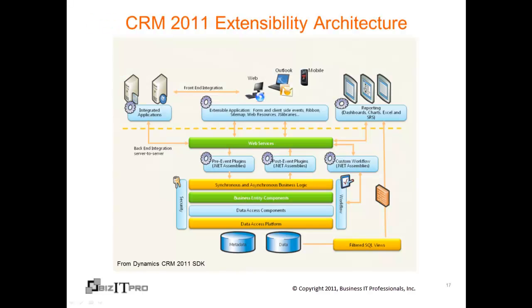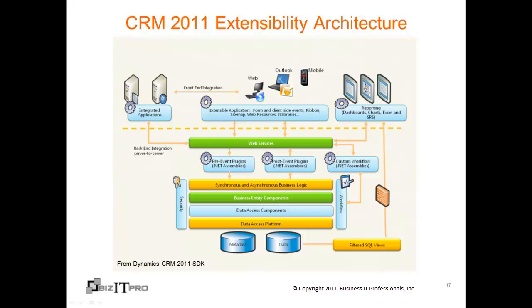Here's a diagram from the Microsoft Dynamics CRM 2011 SDK that outlines the extensibility architecture of CRM. At the very bottom is the metadata and data, which is actually stored in a single database known as the organization database. When you back up this one database, you have all of the contents of a CRM deployment. Direct access to the database happens in two ways, either through filtered SQL views or through the data access platform.